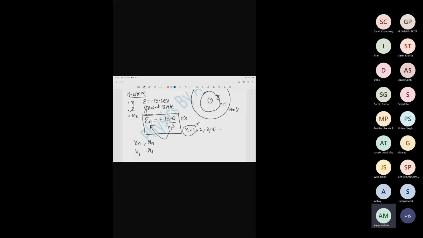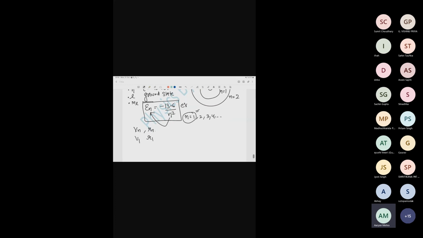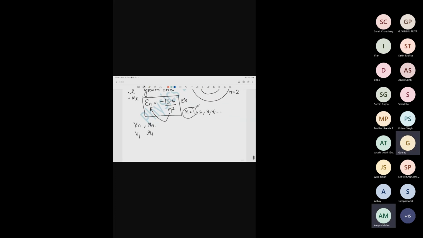If I say n gives you energy, radius, velocity, then what does L give you? What physical parameter does it give you? It's very simple. She has already named that parameter. So the magnetization of the atom itself? No. It simply gives you angular momentum.